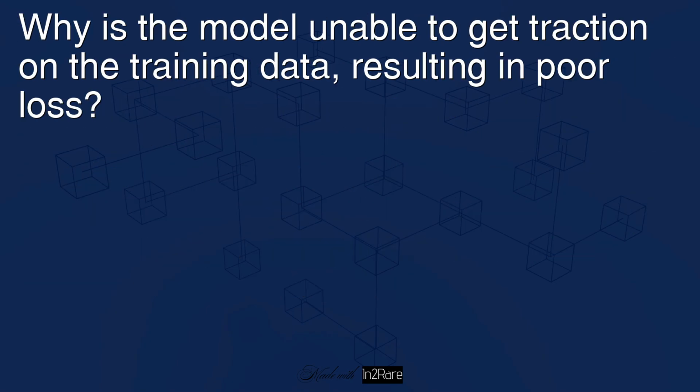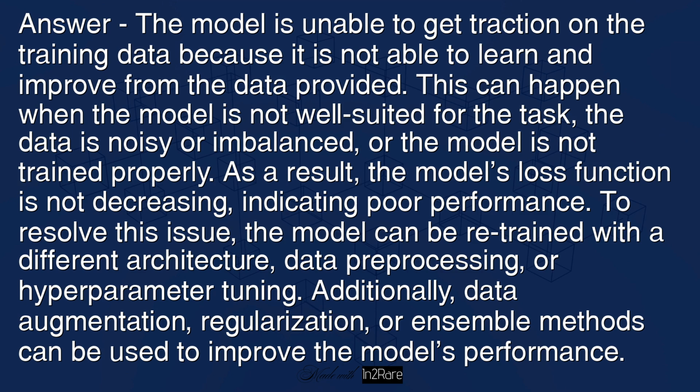Why is the model unable to get traction on the training data, resulting in poor loss? Answer: the model is unable to get traction on the training data because it is not able to learn and improve from the data provided. This can happen when the model is not well suited for the task, the data is noisy or imbalanced, or the model is not trained properly.